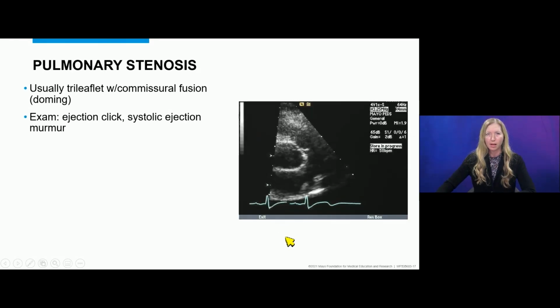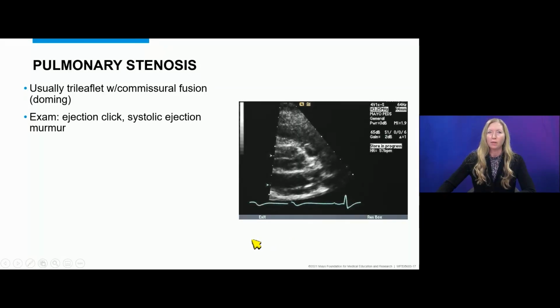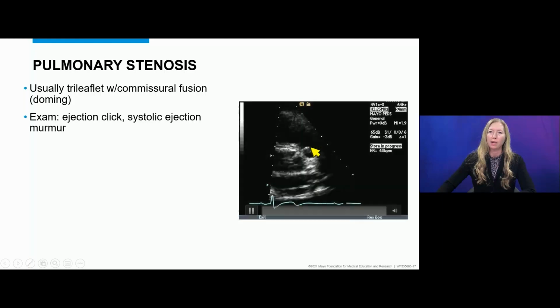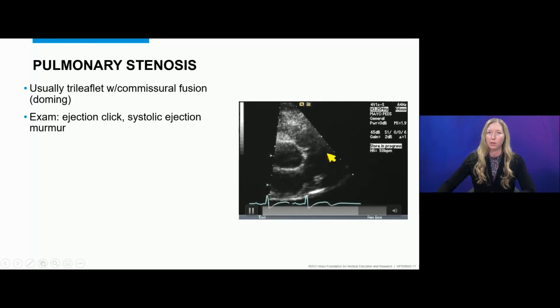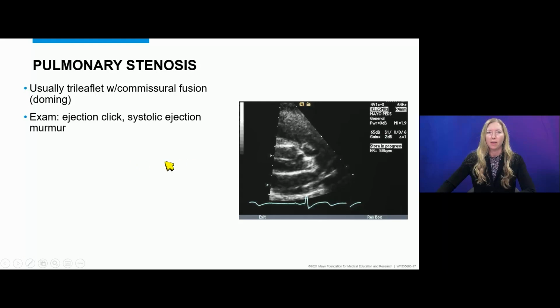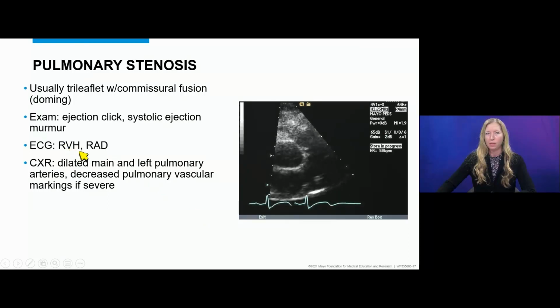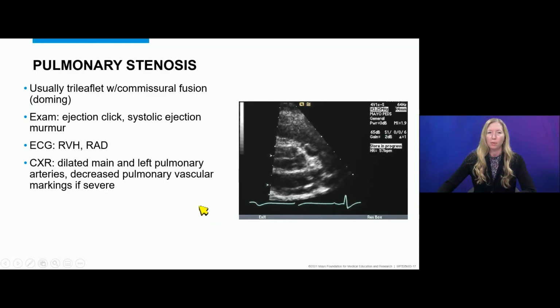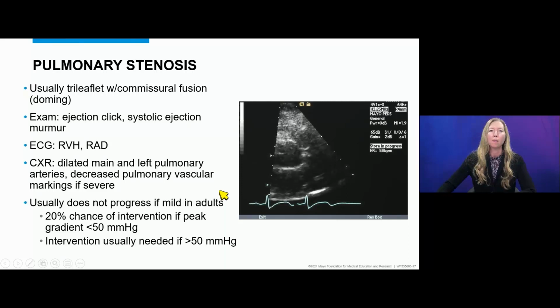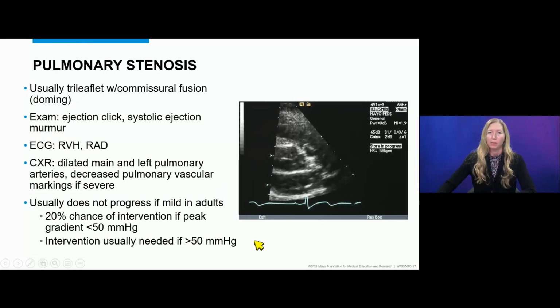So just one slide here about pulmonary stenosis. This is usually in the setting of a tri-leaflet valve, and the commissures are fused, and that gives this doming appearance similar to the patient that I showed you. On exam, they'll have an ejection click and a murmur. If they have severe pulmonary stenosis, they can develop right ventricular hypertrophy, and you'll see that on the ECG. On chest x-ray, the right heart should be normal, but you can get dilatation of the main and the left pulmonary arteries.